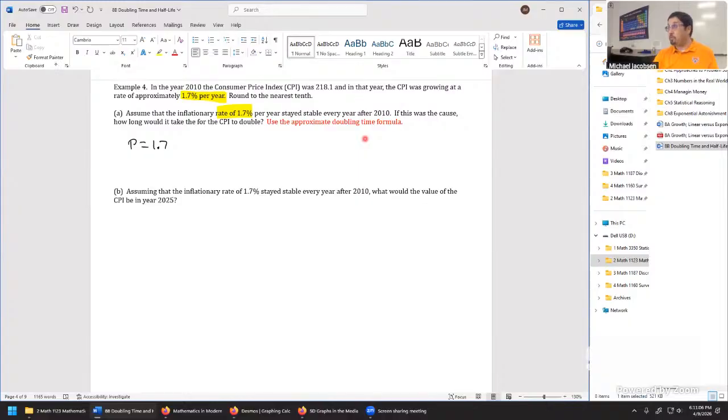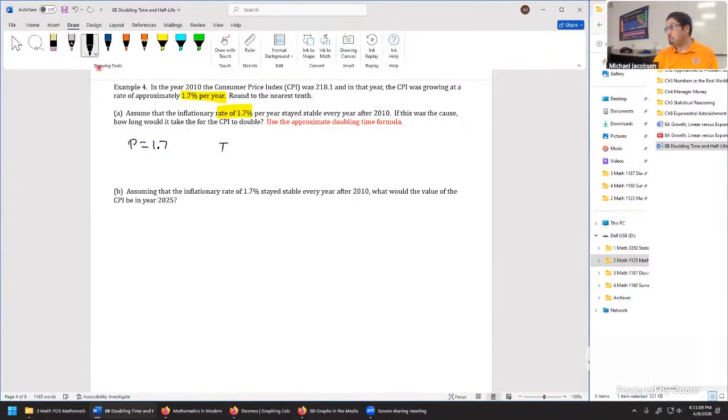The approximate doubling time formula would go T double is approximately 70 divided by the growth rate, P. So this is really just telling us to use the rule of 70. Then once we have this formula down, all we do is we take P as 1.7, dropping the percent symbol, but not moving the decimal. We leave it exactly as a 1.7 for this one formula. So this is 70 divided by 1.7.